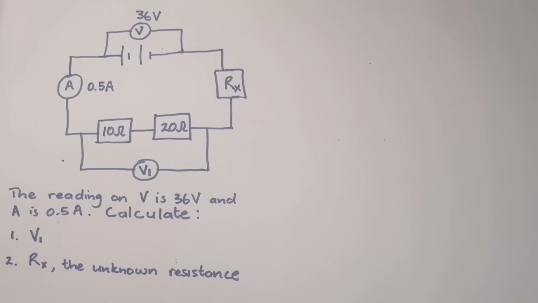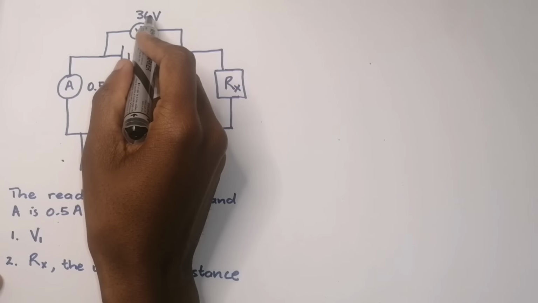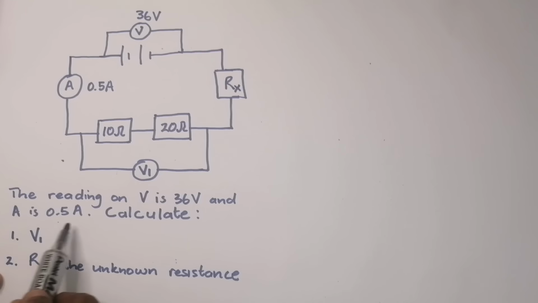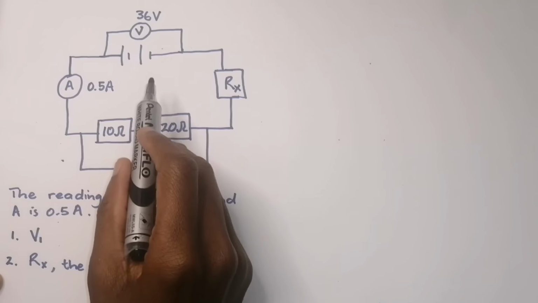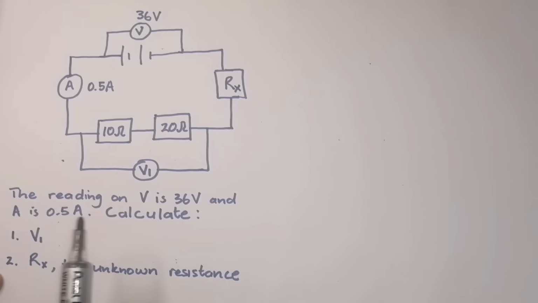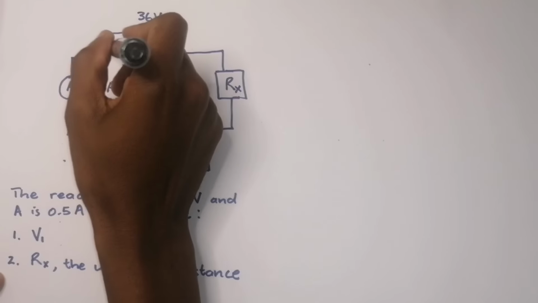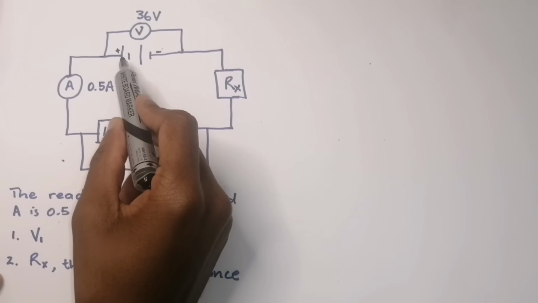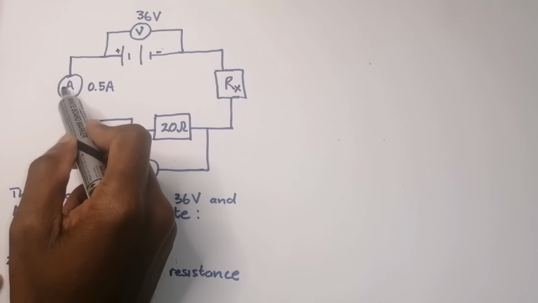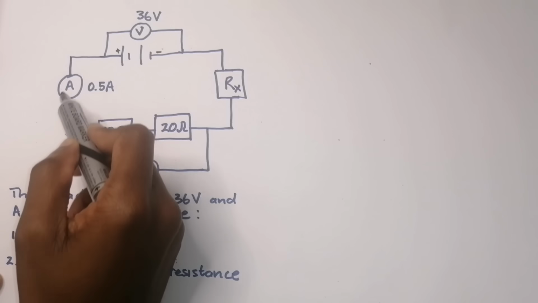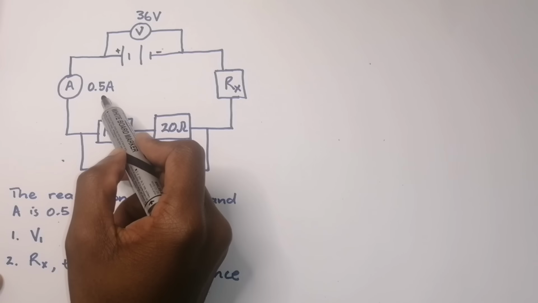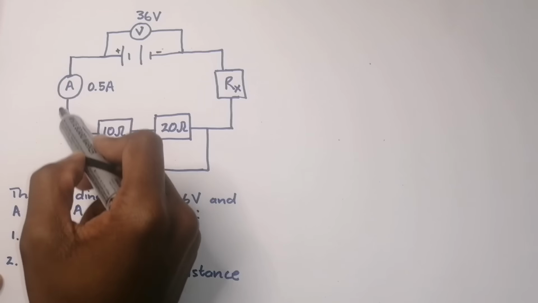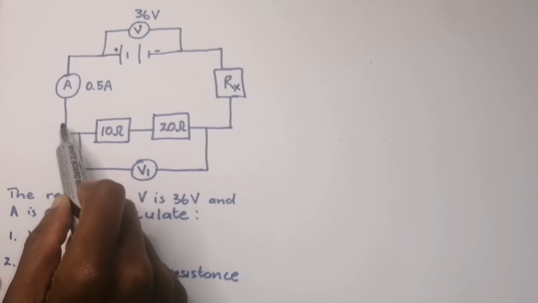So they say the reading on V, we've got a circuit there, is 36 volts. So there's V over there, and that of A is 0.5 amperes. So they've given us the voltage across our battery, and the current that passes through that ammeter. So once again, remember we said we're going to analyze. The total current passes through the ammeter there. Because we know the current passing there is 0.5, in actual fact we now know the total current is 0.5.